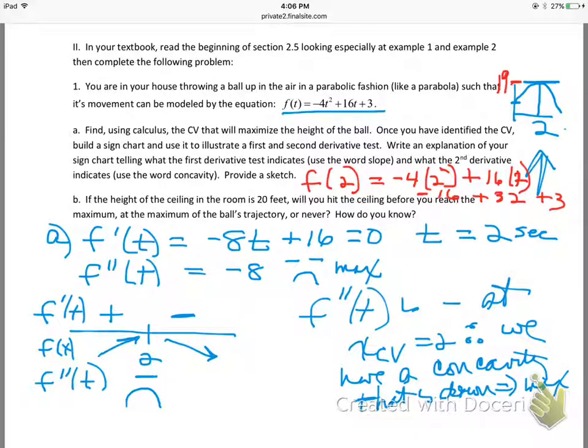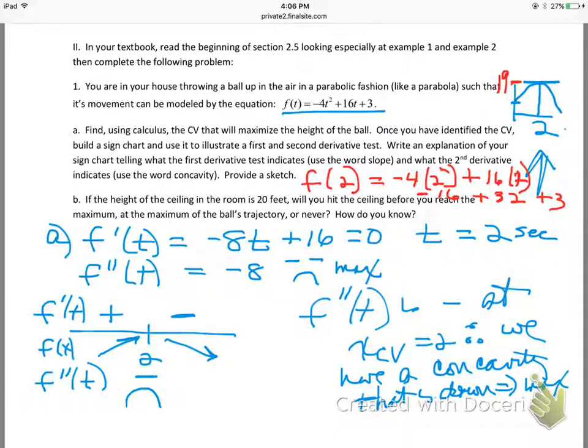So will I hit the ceiling? And the answer is no. How do you know this? Well, our maximum height is only 19 feet. We'll never get above that maximum height if we keep throwing it in the same fashion. And so therefore, my ceiling is safe. I will not be hitting the ceiling based on my analysis in Part A.